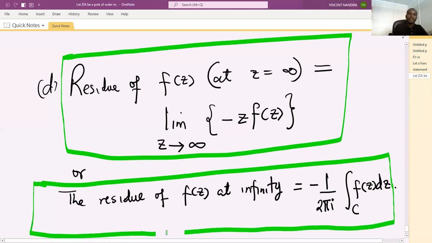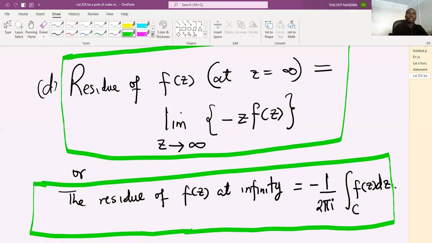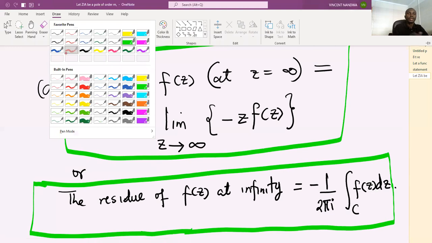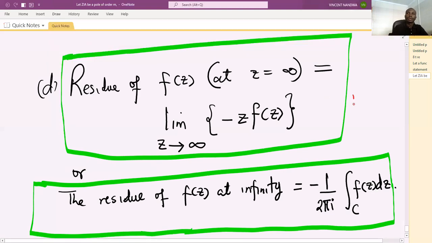Now in the next session and subsequent sessions, we'll be doing examples to illustrate how to find residues of functions by applying all the methods that we have discussed in this session and the previous two sessions.